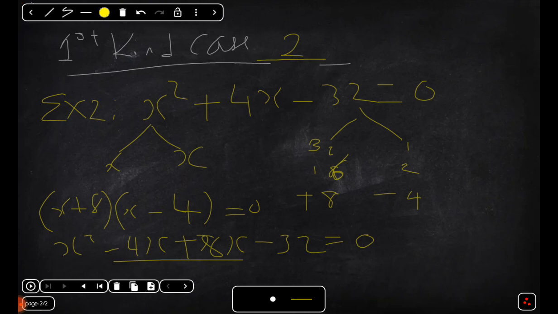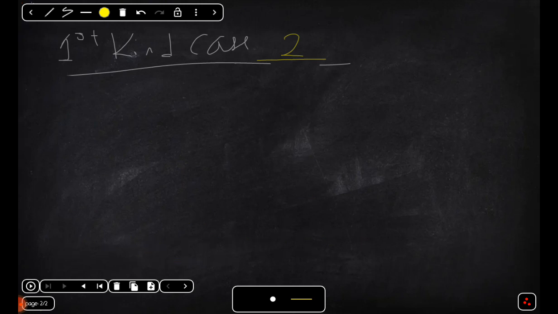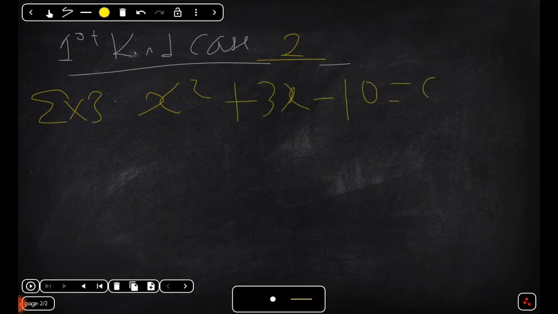Now let's look at the last example, example 3 on this case 2. The question says we should factor this quadratic equation. The middle term is positive, while the last term is negative. Like I taught you, it is very easy. Just split this into x, and this is x. Split this into what? 10 times 1 is 10. Divided by 2, it will be 5 times 2, which is 10. That's the last thing you can break it down to.